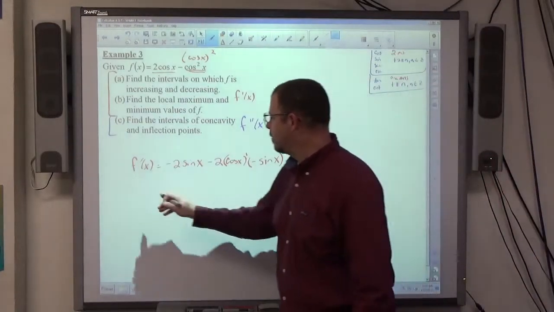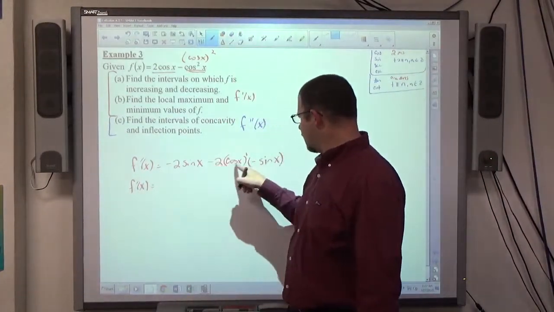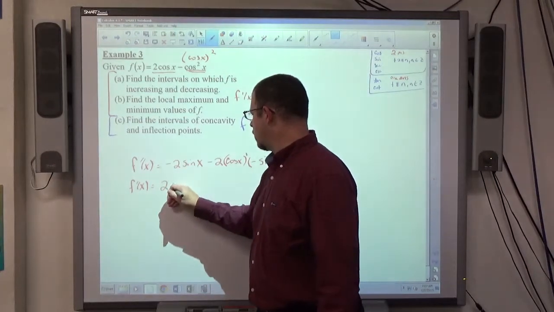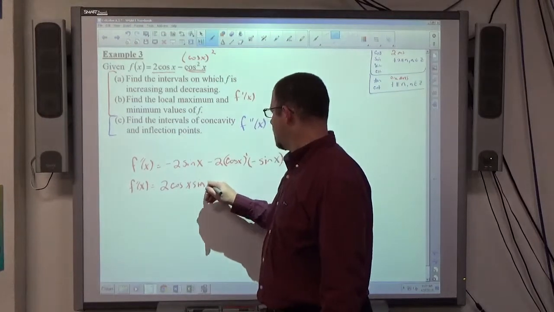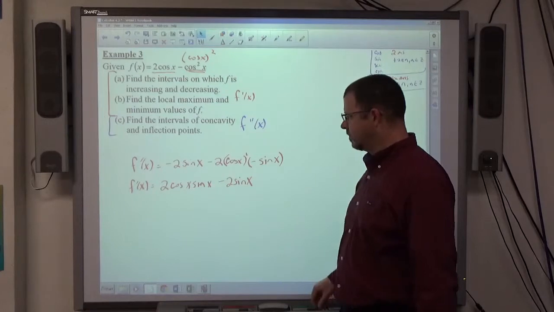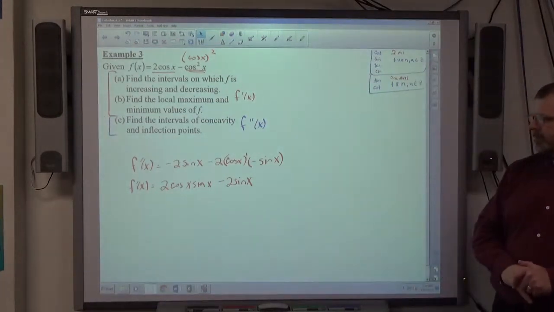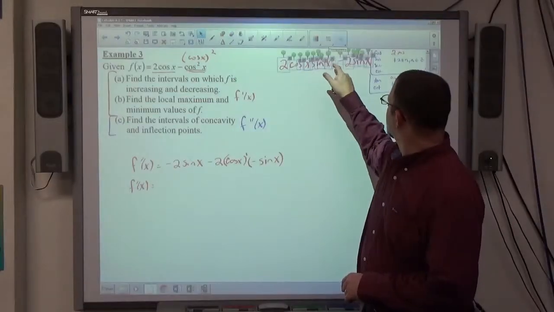That gets me f prime of x, not simplified completely. If I go ahead and simplify completely, f prime of x is going to equal positive 2 cosine of x sine of x minus 2 sine of x. Alright, so there's my first derivative.